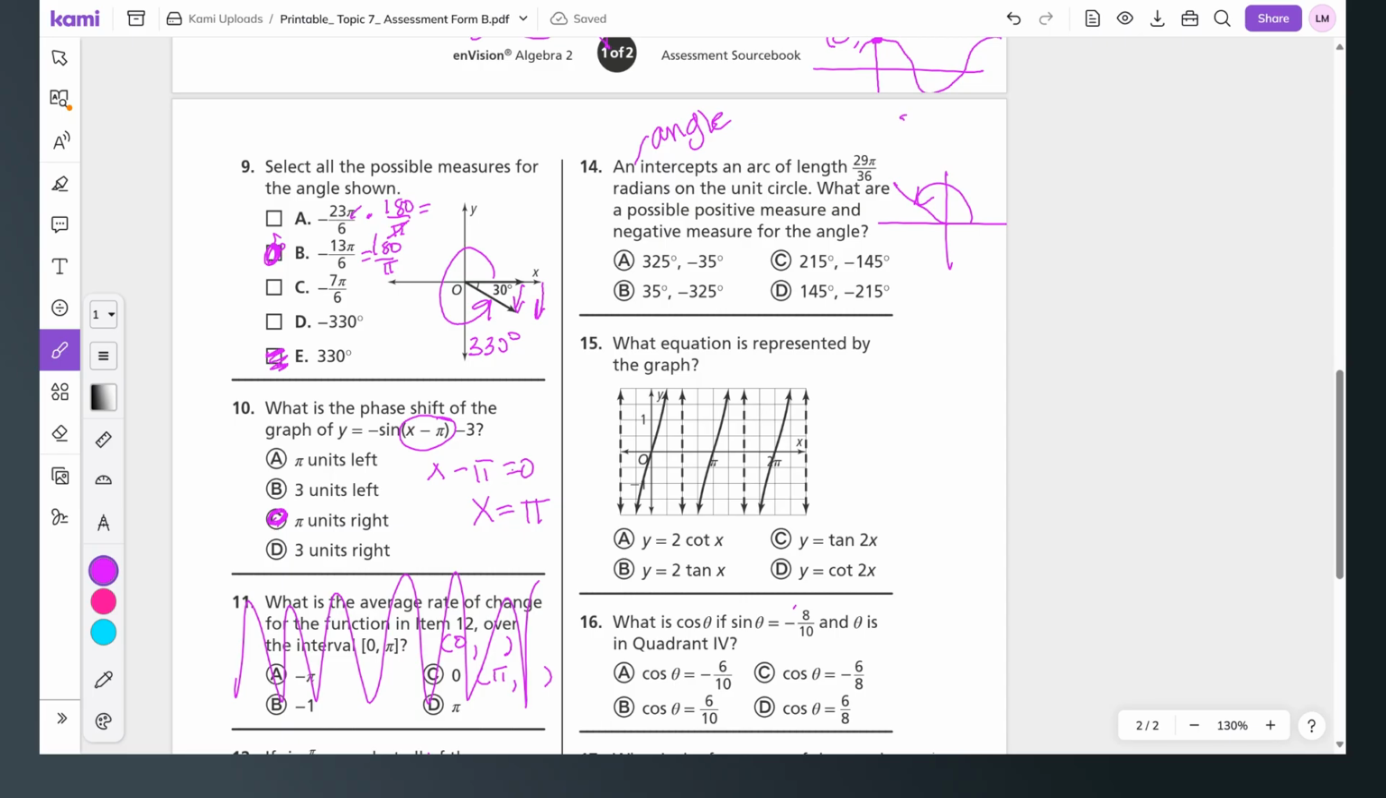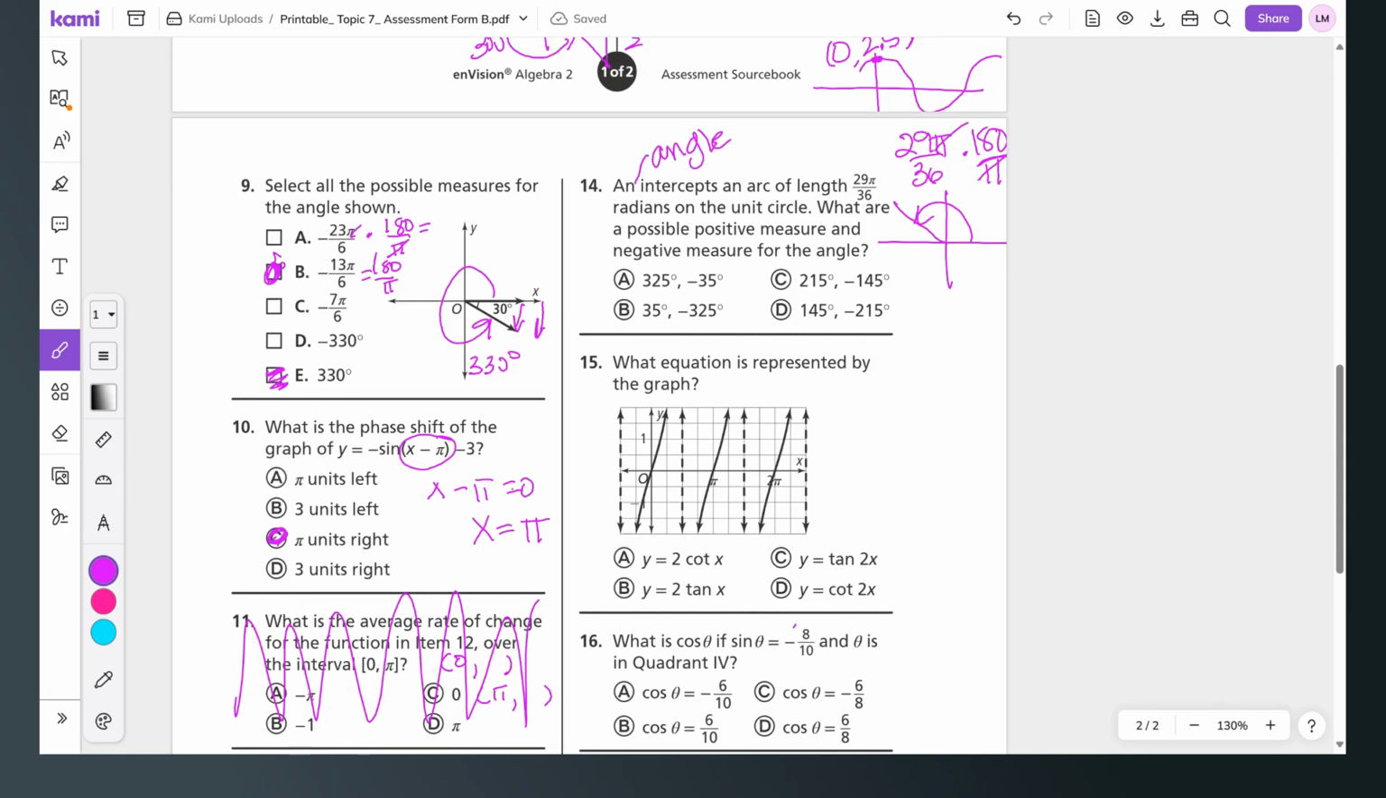So 29 pi over 36 times 180 over pi to figure out what that is. So do 29 times 180 divided by 36, and you should get 145. So if this is 145, if I want to go in the negative direction, I do 360 minus 145, and that gives me 215. And then I'm going in the negative direction, so negative 215 on that one.